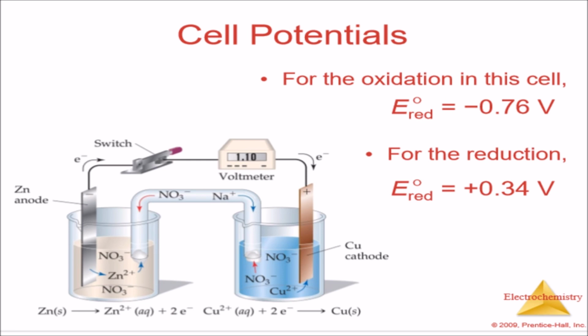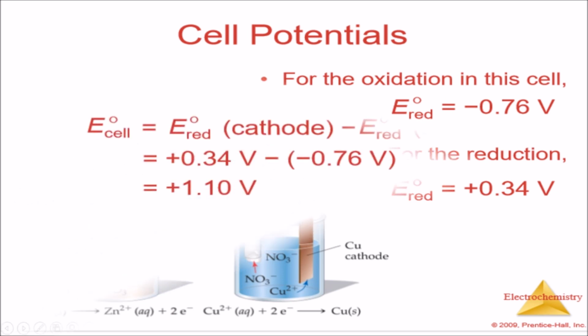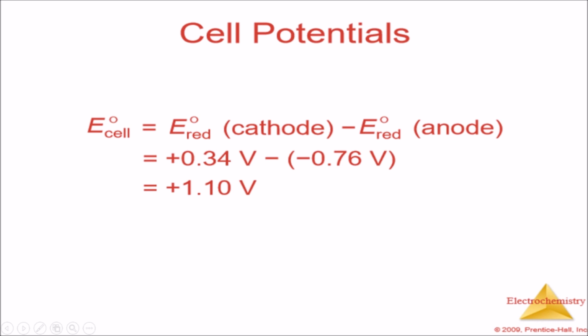Based on the table for standard reduction potential, the voltage of zinc or the anode is negative 0.76, and the voltage of copper, which is the cathode, is positive 0.34. Now, all we need to do is to get the difference between the voltage of the cathode and the anode, which is 0.34 volts minus negative 0.76 volts equals positive 1.10 volts, meaning that this reaction happens spontaneously since the resulting difference is positive.